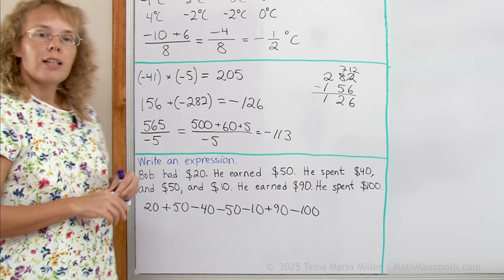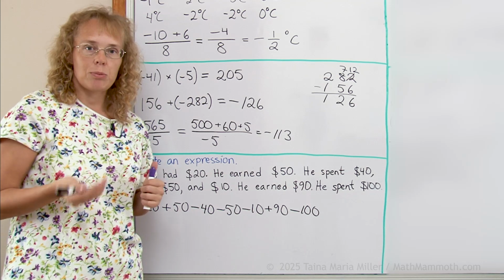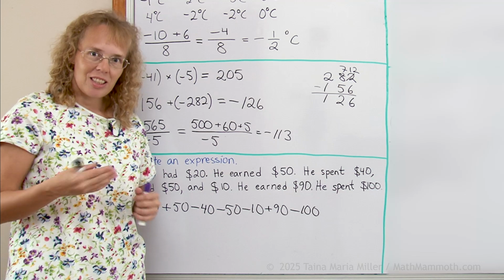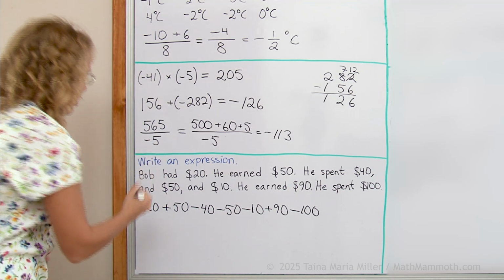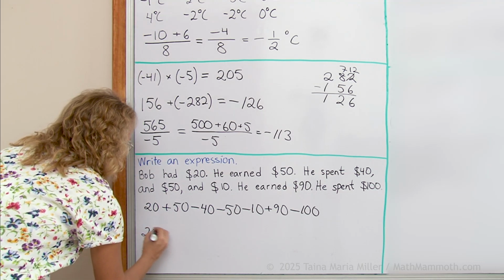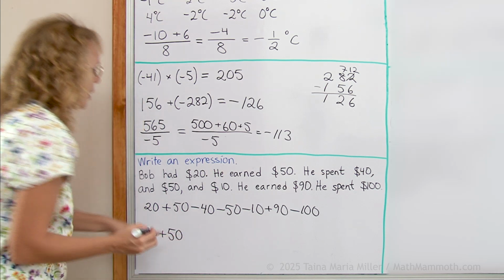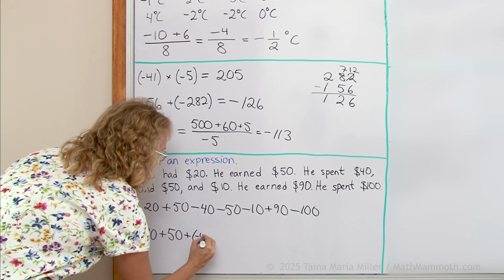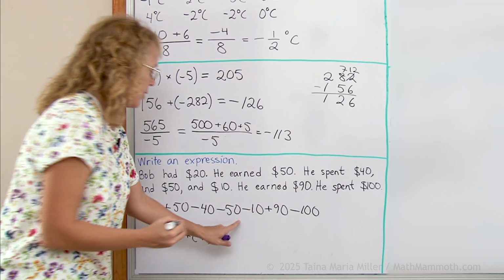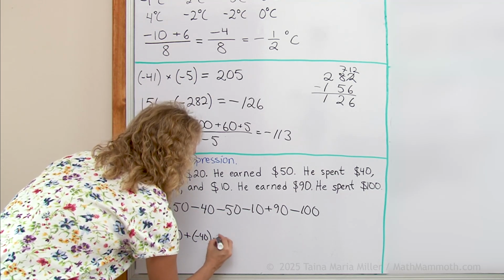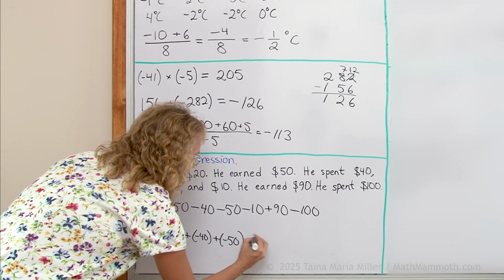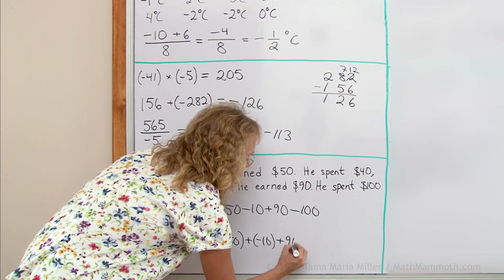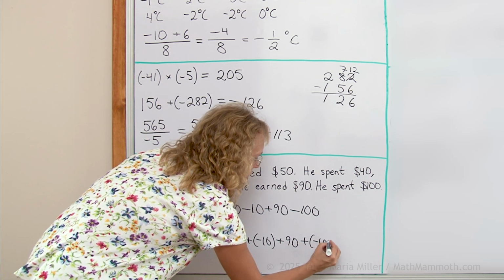Okay. Now I'm going to show you another way to write this same expression where we'll only use addition. We're not going to use subtraction, we're going to use addition of negative numbers. So that would be written like this, 20 plus 50. Then when I come to negative 40, I'm going to write addition, add negative 40. Okay? And this the same way. Instead of subtracting, I add a negative. And that is the same way. Add a negative 10, then plus 90, and then lastly add a negative 100.